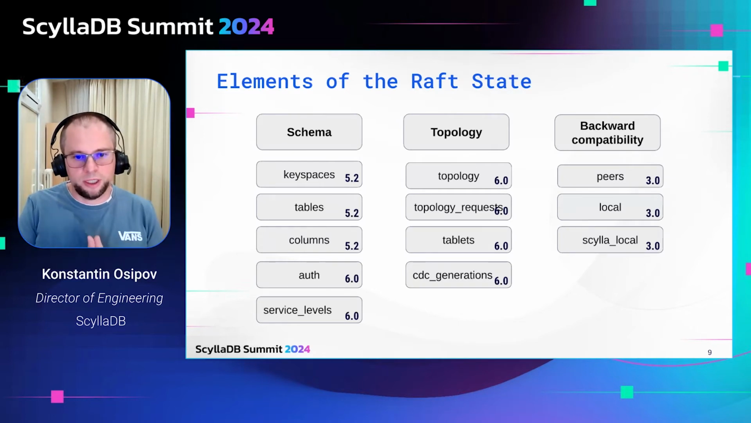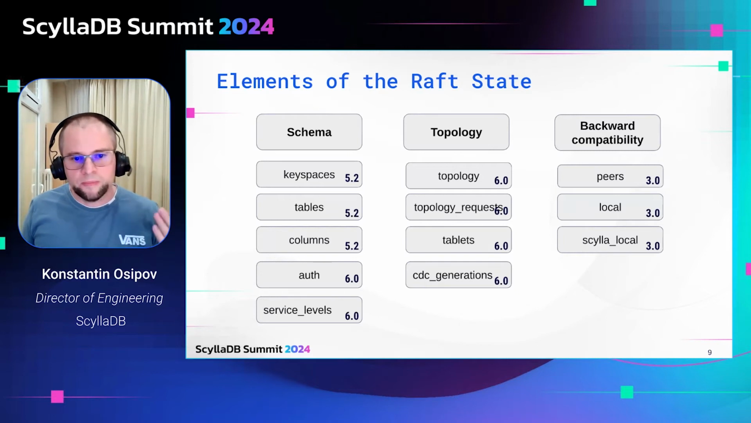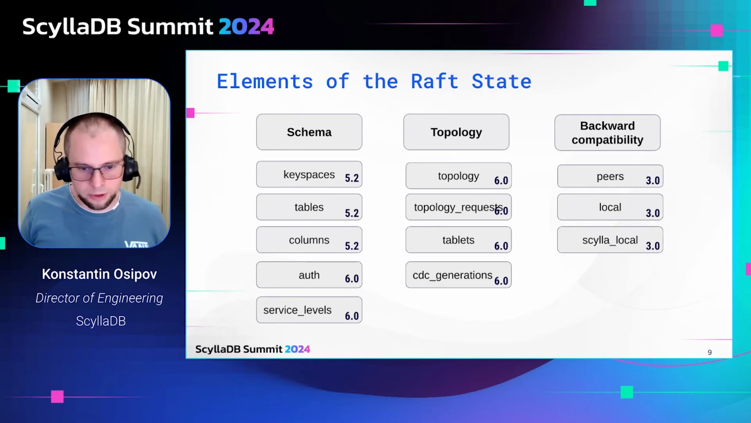Initially, we put the schema into this kind of replicated state. So as you can see, initially, mostly the keyspaces, tables, and columns information was replicated through Raft. But in 6.0, we greatly expanded on the amount of information we store in this replicated state machine.